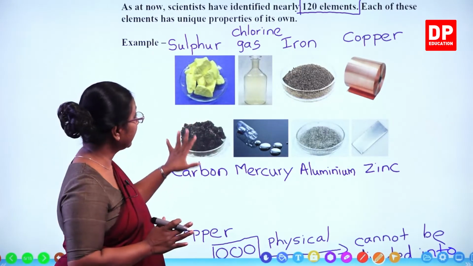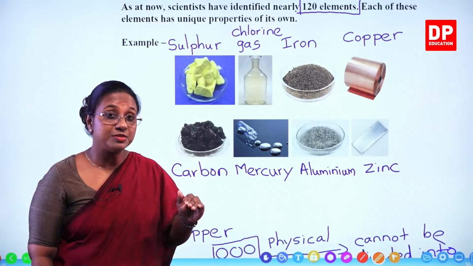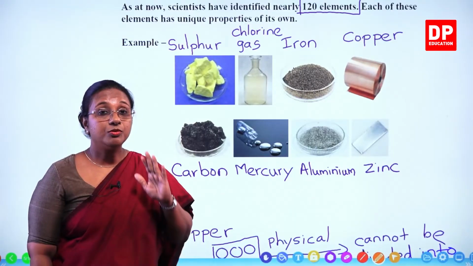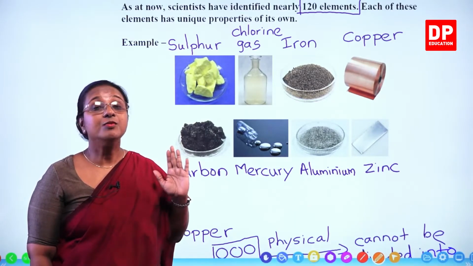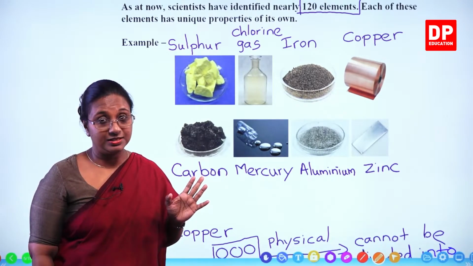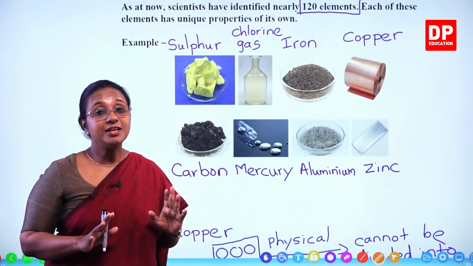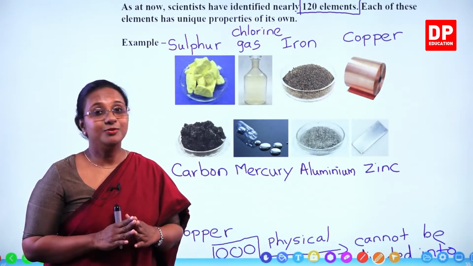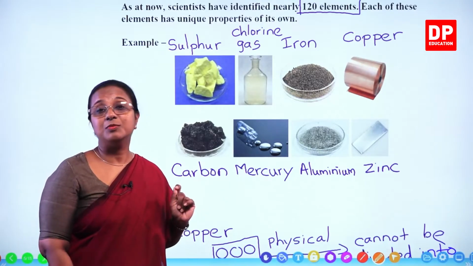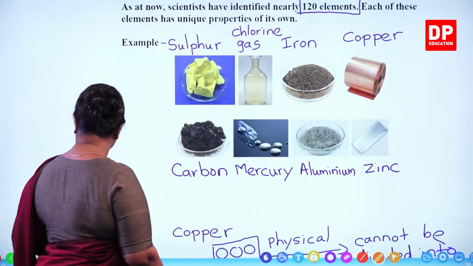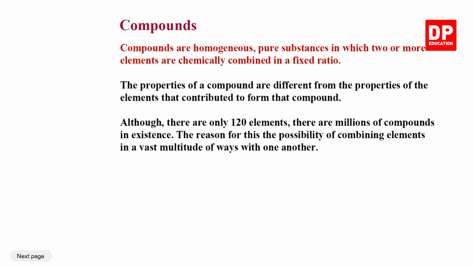So now we are looking at elements. Under pure substance, element. You cannot divide them by physical or chemical methods. Can you all understand that now? I am sure you can. So with that, I will move on to the next slide. So here we discuss compounds, the second type of pure substances.